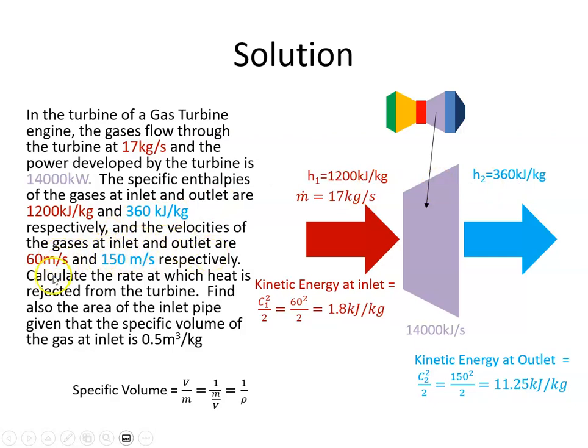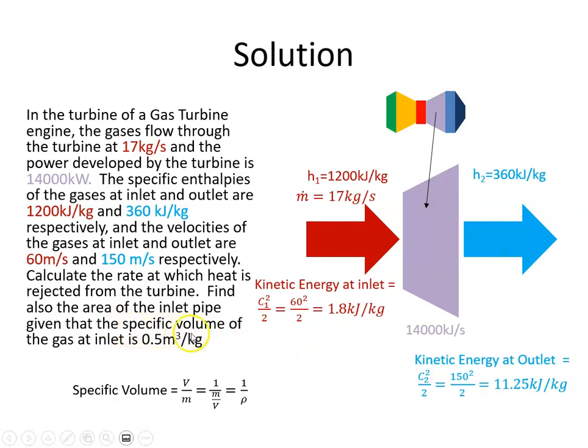The velocity at the inlet is 60 meters per second. So specific kinetic energy, we're using C here for velocity, is C1 squared over 2, which is 60 squared over 2, which is 1.8 kilojoules per kilogram. And similarly for the outlet, the kinetic energy is 150 squared over 2, which is 11.25 kilojoules per kilogram.